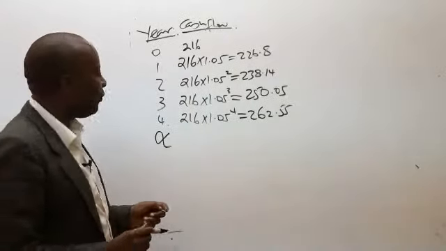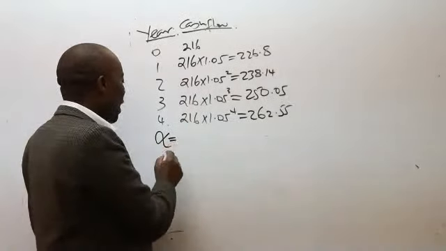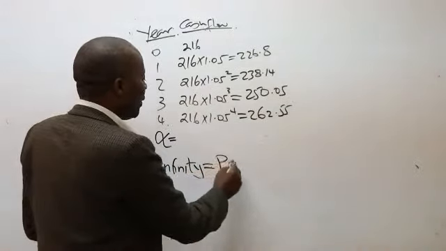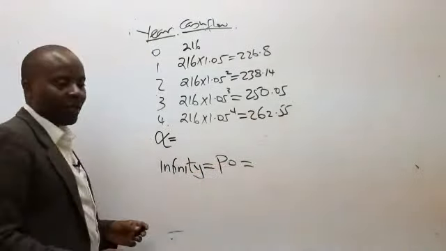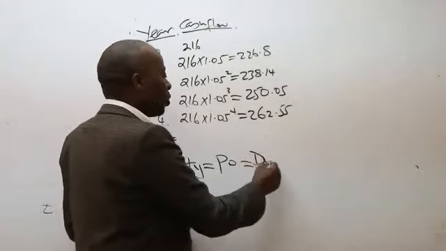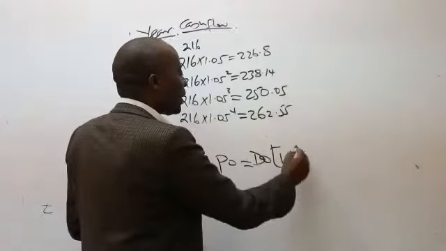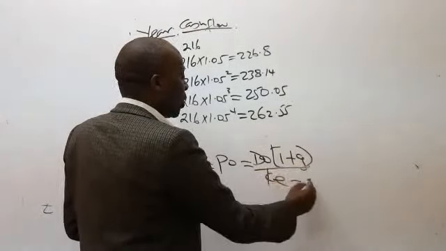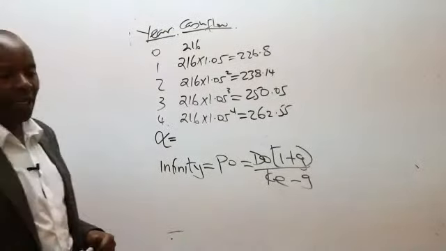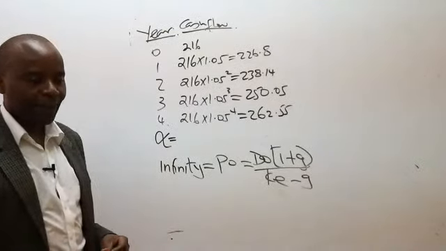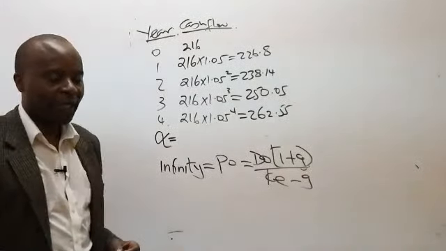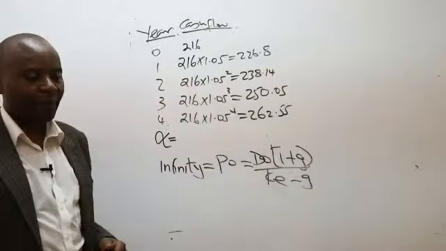We enter into the infinity. The infinity is the one of terminal value, which will be equal to DO, who must grow, all over Ke minus g. All over Ke minus g.